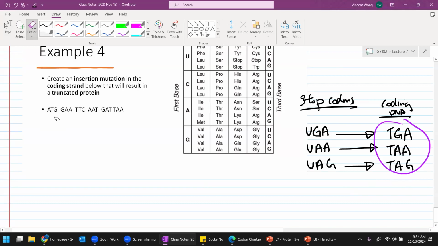So for example, we can do it right here. We can put a T there. So your ribosome will read it as AUG, GAA. This is coding, right? UUC, and then the next thing it will read after the insertion would be UAA, which would be a stop.